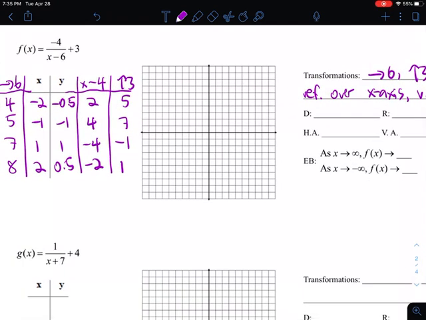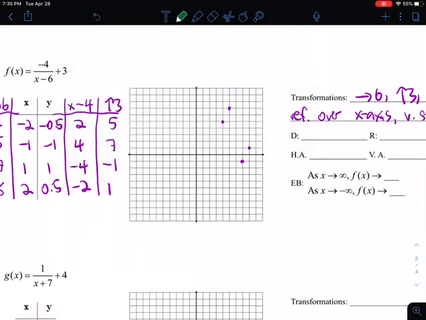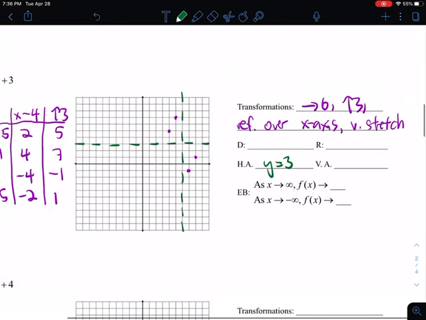So let's graph these. 4, 5, that's going to be about there. 5, 7 is there. 7, -1, that's down here. And then 8, 1 is there. All right, once again, let's graph our asymptotes first. Horizontal asymptote, because we're shifting up 3, we're going to go up 3. So there's our horizontal asymptote, y equals 3. Vertical asymptote, I'm going 6 to the right. So then I'm going to go over here to the right 6, x equals 6.